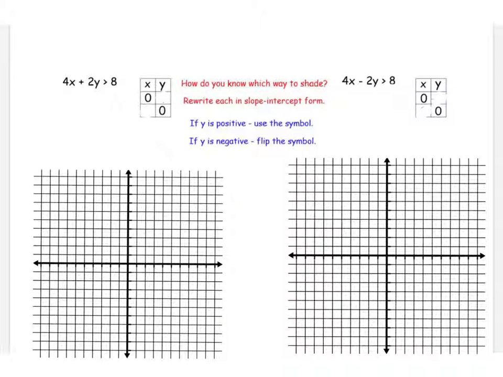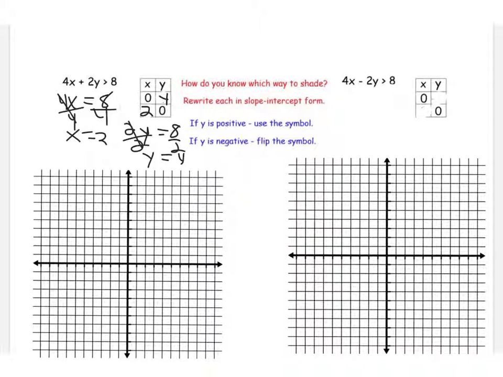So for this first one, I would have 4x equals 8. I would solve that, dividing by 4, and I'd be left with x equals 2. So x in the table is 2. If I covered up the x, I'd be left with 2y is equal to 8. I would divide by 2, and I'd be left with y being equal to 4.